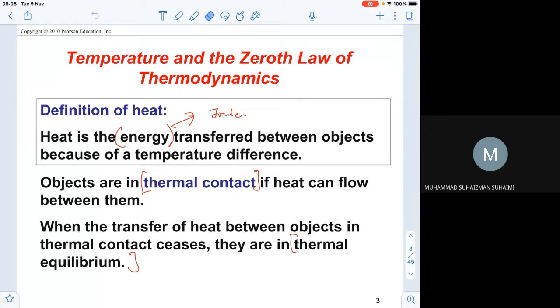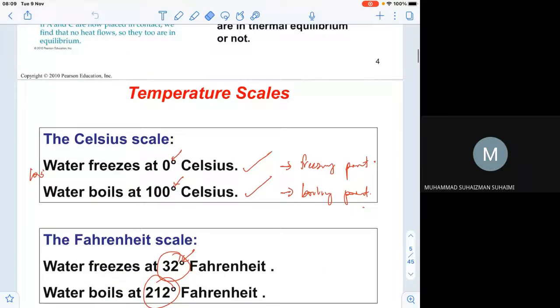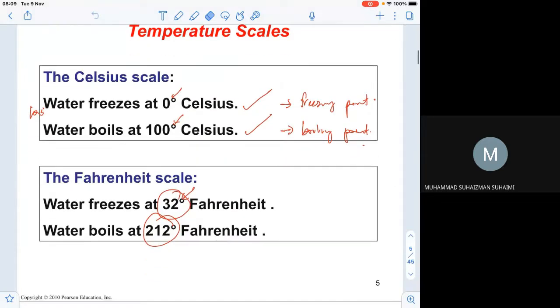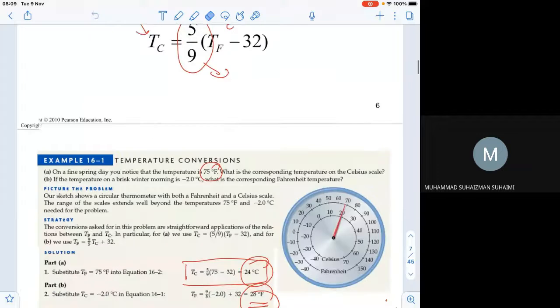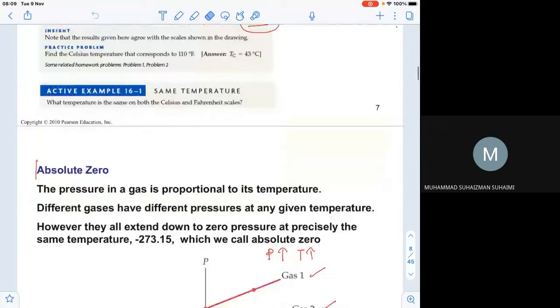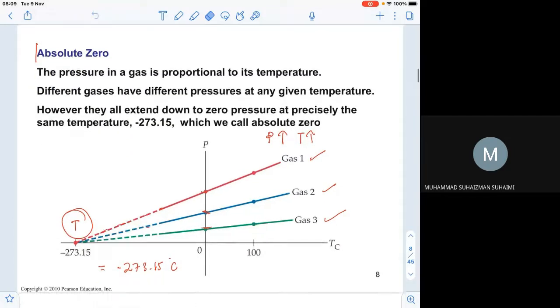That means heat is energy. Some terms involved in temperature and heat are thermal contact and thermal equilibrium. Then it brought you to the temperature scales, where we learned about the Celsius scale and the Fahrenheit scale. Then we learned how to convert from Celsius to Fahrenheit, and Fahrenheit to Celsius, and then we will learn about the Kelvin scale, which comes from absolute zero.